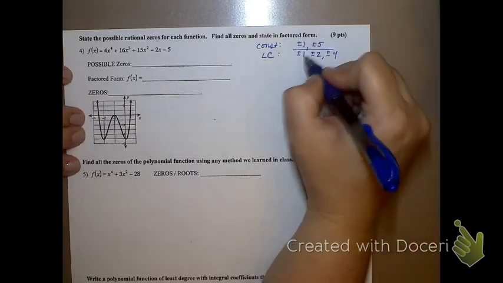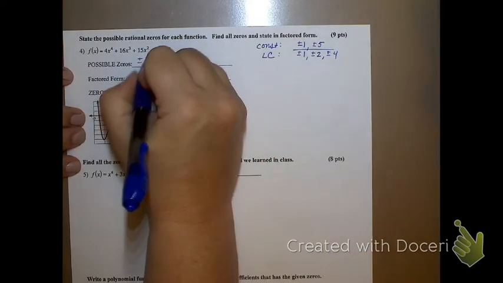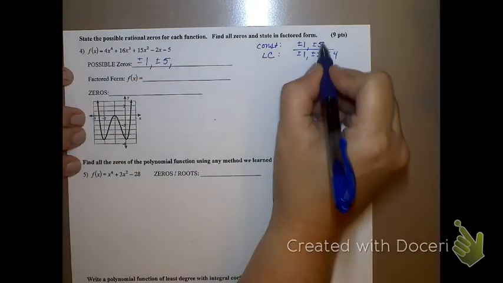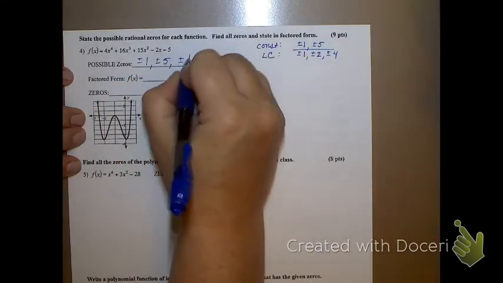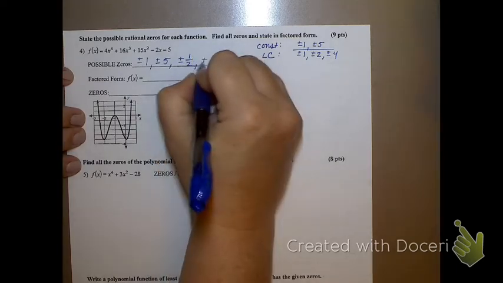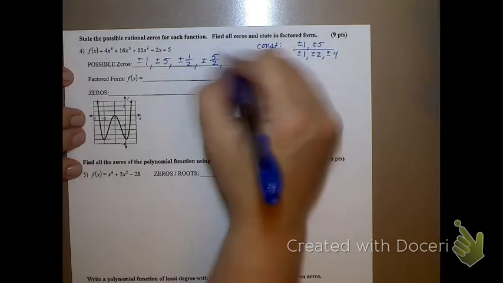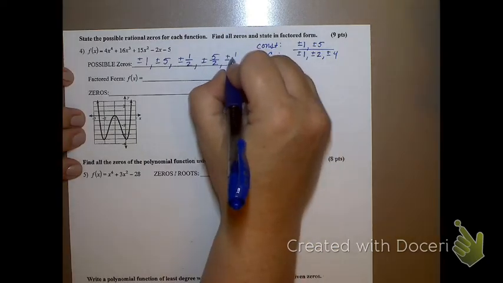1 over 1 and 5 over 1. That would be 1 and 5. 1 over 2 and 5 over 2 doesn't reduce at all, so I have 1 over 2 and 5 over 2. And then 1 over 4 and 5 over 4, again, not reducing.